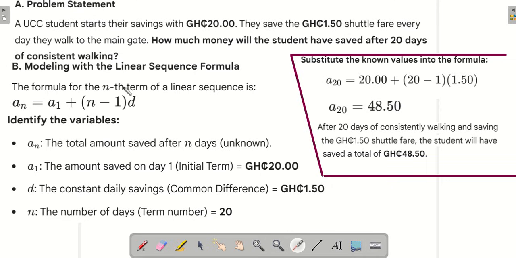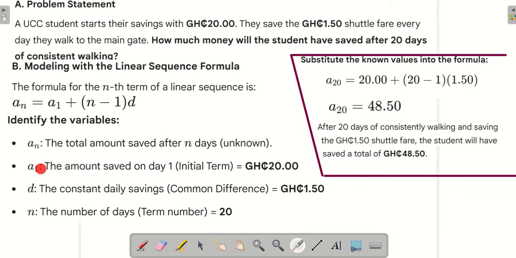The formula for the nth term of a linear sequence, as you know, is AN equal to A1. Normally we use U. It doesn't change anything. So UN is equal to U1, or A, plus N minus 1 D. Now you identify the variables. We know that our AN is the total amount saved after N days. That is your nth term.